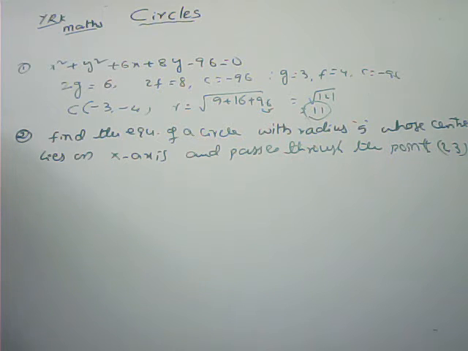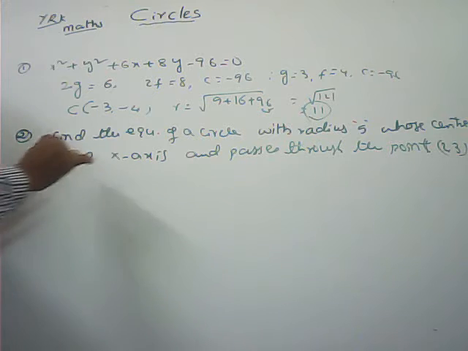If any equation of a circle is given in the general form, compare with the general form of the equation of the circle and write down g and f. Minus g, minus f is the center, and the radius is equal to root of g square plus f square minus c.